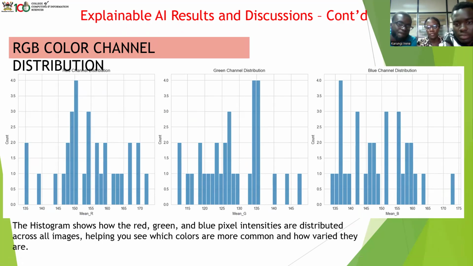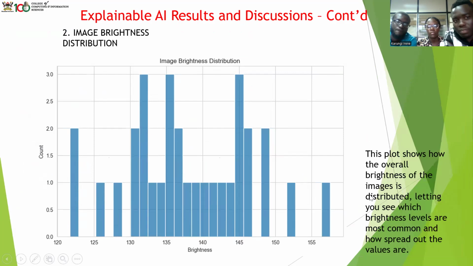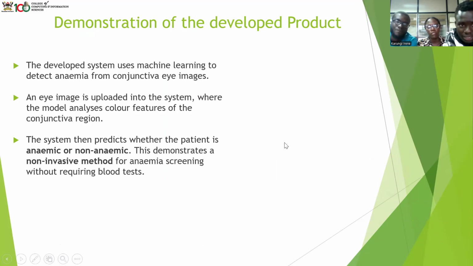Here we have a histogram showing how the red, green, and blue pixel intensities are distributed across all images, helping you to see which colors are more prominent and how they vary. And then this other histogram plots the overall brightness of the image and how the brightness is distributed, letting you see the brightness levels. And then here we have the demonstration of the developed product.